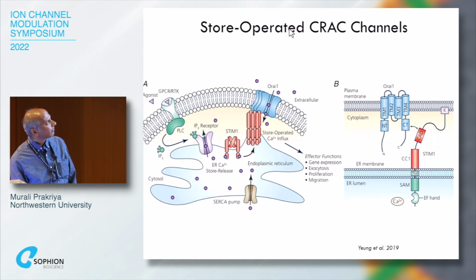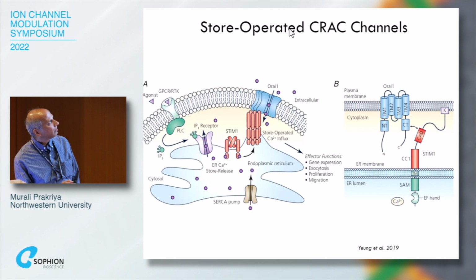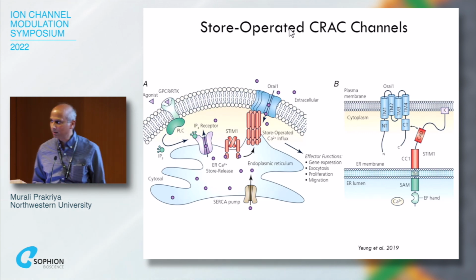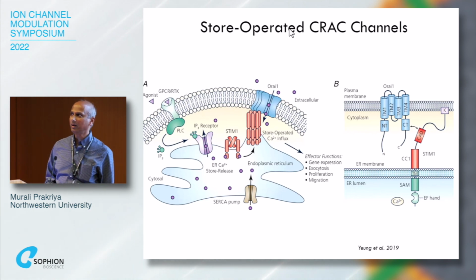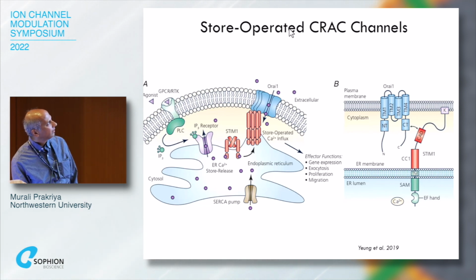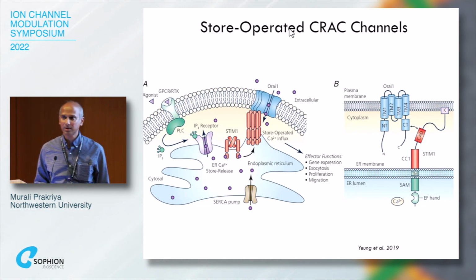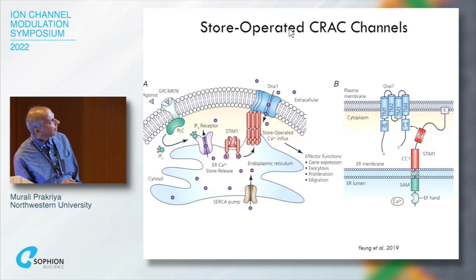So just to remind everyone, CRAC channel terminology in the field is a little bit messy. After the gene was identified by Feske and colleagues, they called it ORAI, and so we know of these channels now. They go by the ORAI family of proteins. There are 3 of them in humans. They're highly calcium selective channels, and by some measures, they're thought to be the most calcium selective channels in our bodies. And so when they are activated, you get a very pure calcium current.